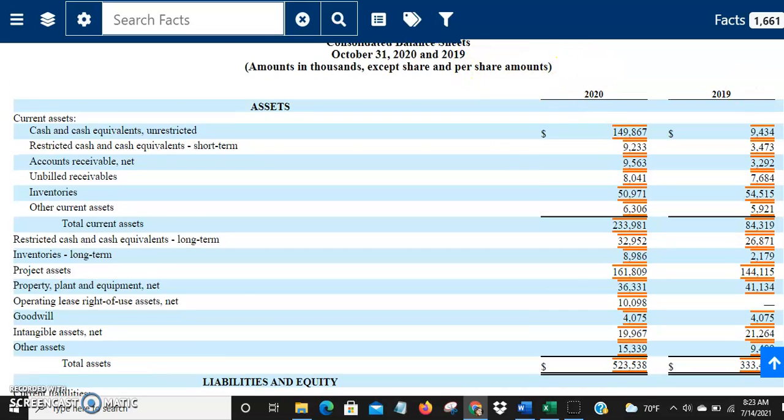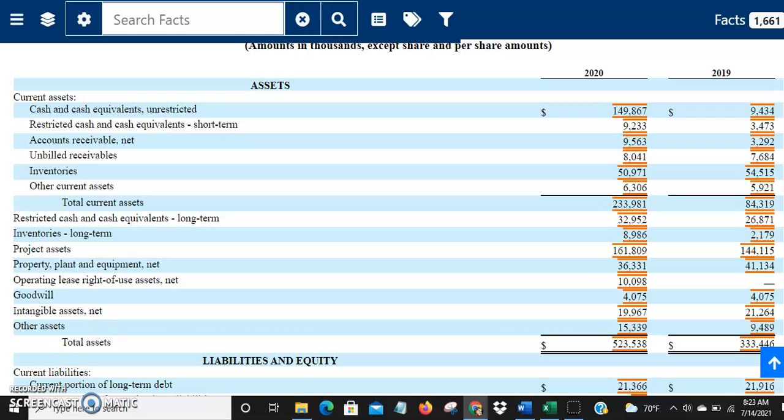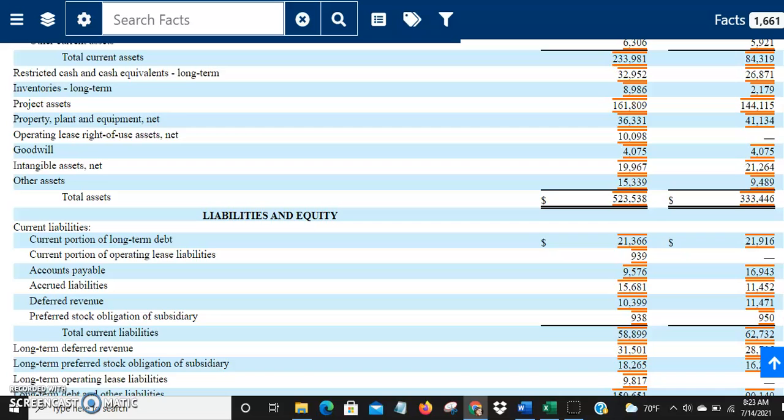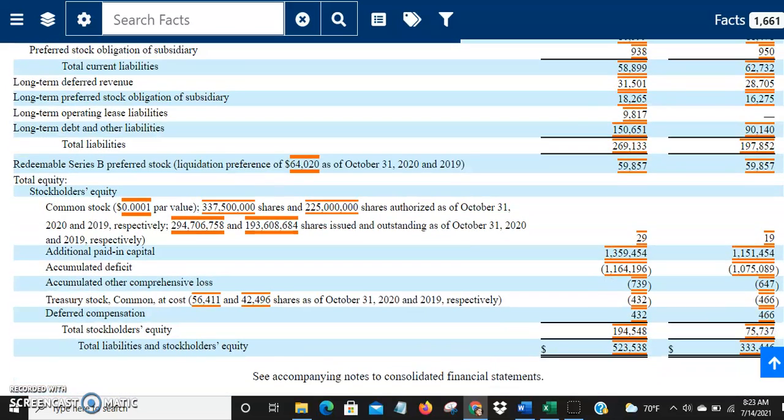So the balance sheet has assets, liabilities, and equity, right? You have to go down and look at the equity section. Here there's something called additional paid in capital. For the year ending October 31st, 2020, this shows the investors put in $1.3 billion, and the accumulated deficit is $1.1 billion. That means since its inception, the investors have kept putting money in, and the total amounted to $1.3 billion. And overall, the company has just been making losses.